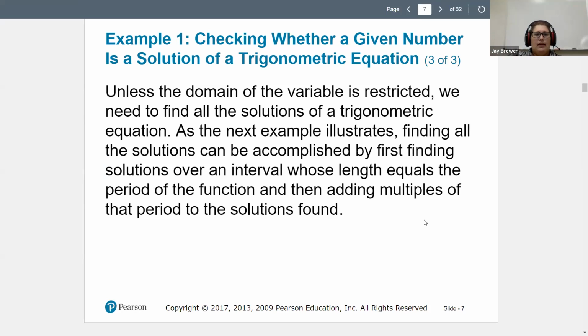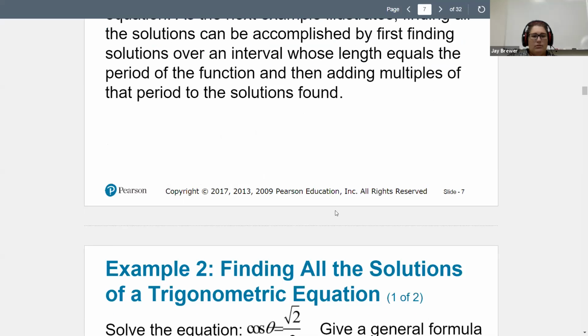So this is saying unless the domain of the variable is restricted, so, you know, when we were doing the examples on Monday and it said it had to be between negative pi over 2 and pi over 2. So if you have a restriction, then you can just have one solution. But if you have the whole period or the whole equation set, then you're going to have infinitely many solutions. All right, so let's look at the next one.